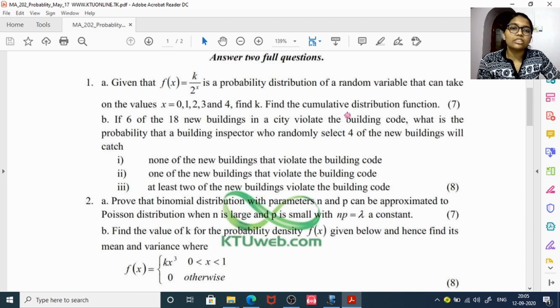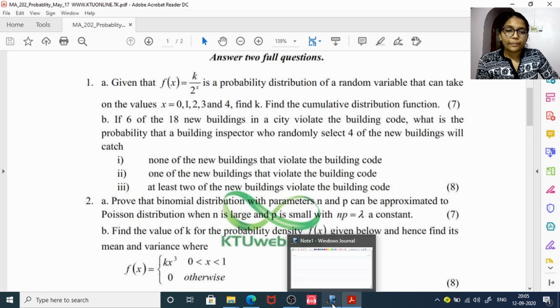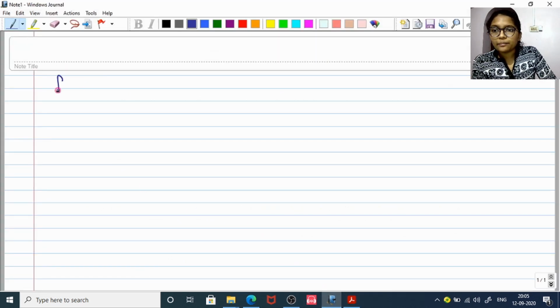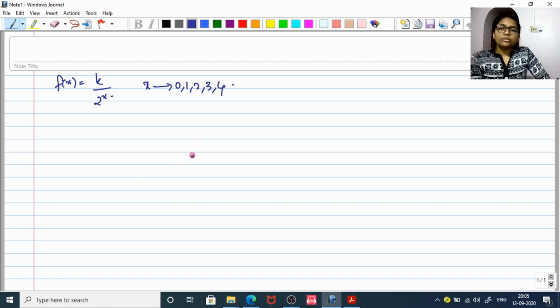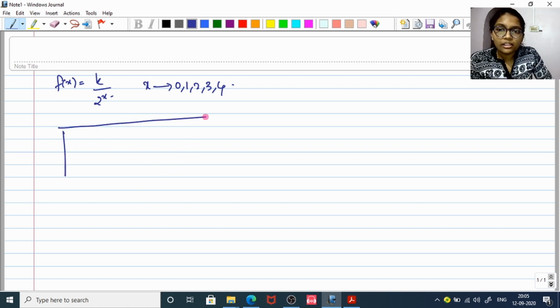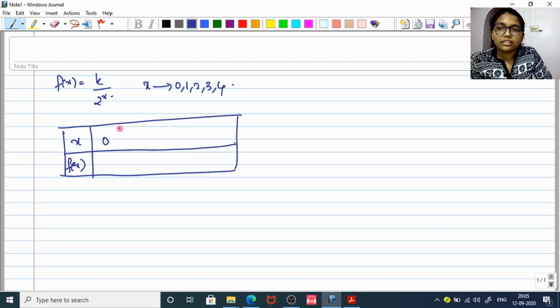See, one question from this topic is very sure, that is cumulative distribution function. So never miss this question. I will explain now. f of x equal to k by 2 raised to x, and x takes the values 0 to 4. How to begin is, you have to draw a table of two rows, one for x, another for f of x. Fill up these numbers 0, 1, 2, 3 and 4. Get the corresponding f of x by substituting individual numbers for x.